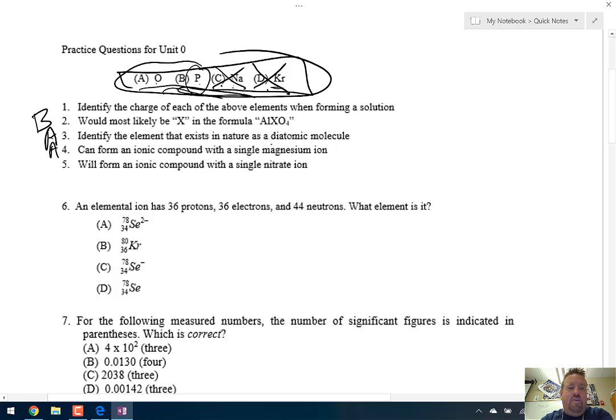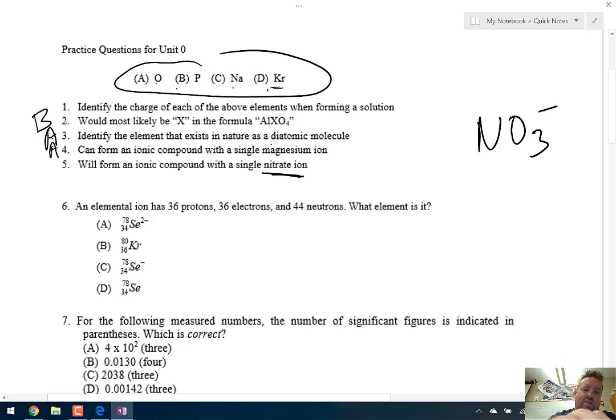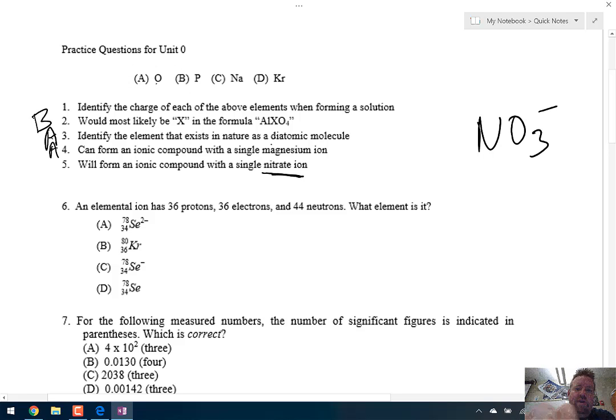Number 4 is A. Okay, so let's go to number 5 then, very similar to number 4. But now it's saying we'll form an ionic compound with a single nitrate ion. Well, nitrate is NO3-. So again, let's look at our choices here. With NO3-, we know that obviously whatever it combines with has to have a positive charge. Well, this one's really easy because krypton, no charge, negative charge, negative charge. It has to be sodium.